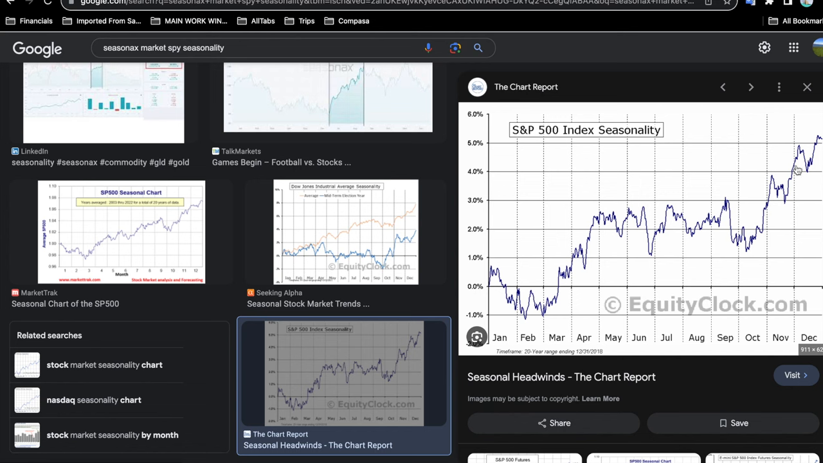It's usually pretty high, and it ends the market rally near the month of December.